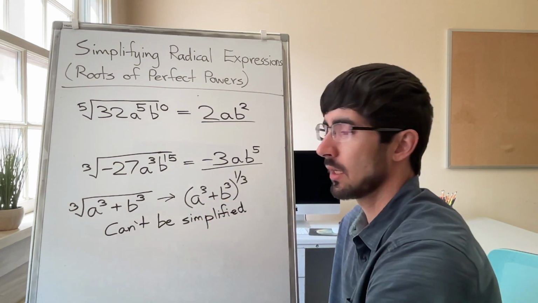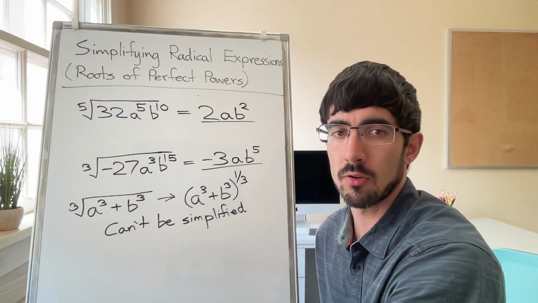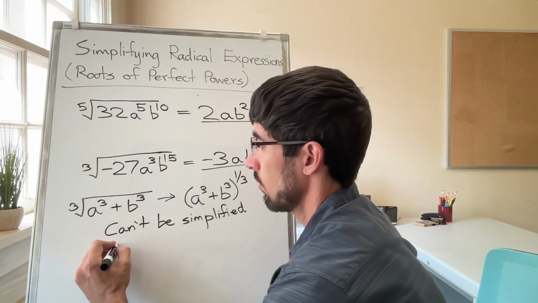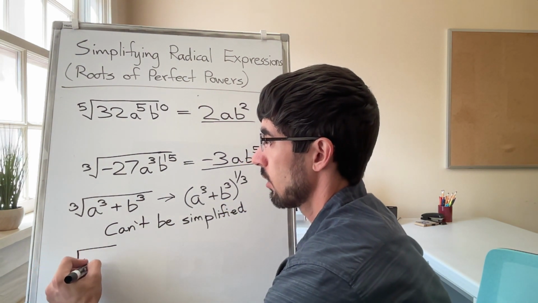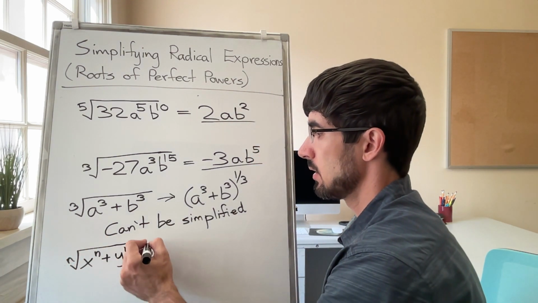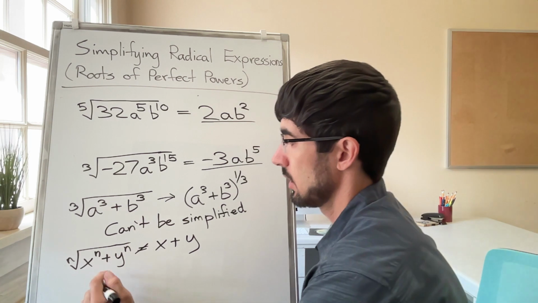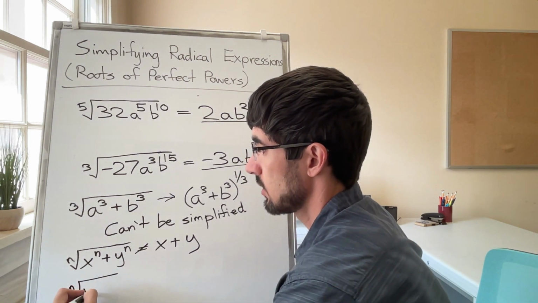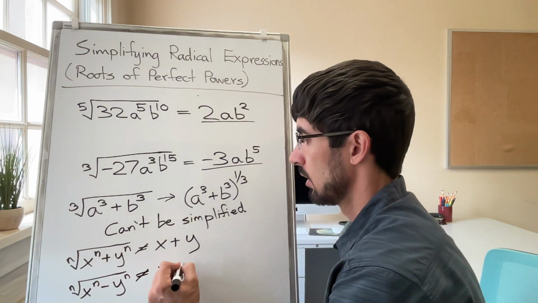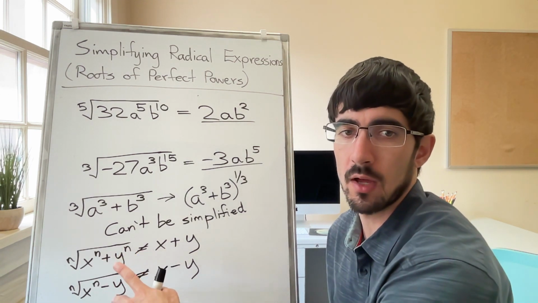Just like exponents cannot distribute across addition or subtraction, a radical cannot be applied across addition or subtraction because it relates to an exponential expression. So I want to give a caution in general. The nth root of x to the n plus y to the n, I'm making this very general, is not equal to x plus y. I can't distribute across addition or subtraction. The same thing here applies if there's subtraction. The nth root of x to the n minus y to the n is not equal to x minus y. These radical expressions in general cannot be simplified any further.